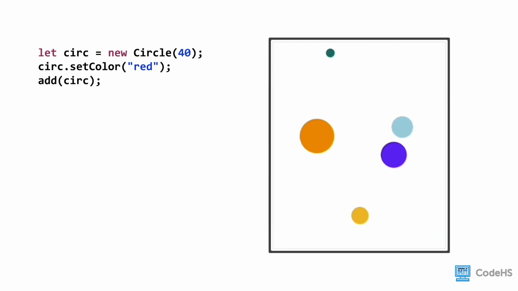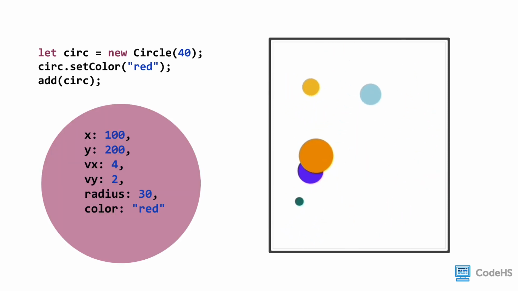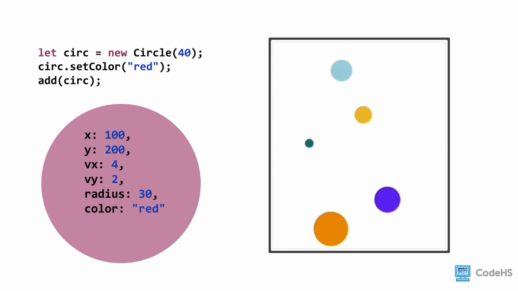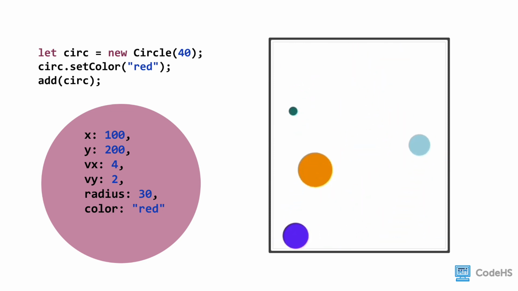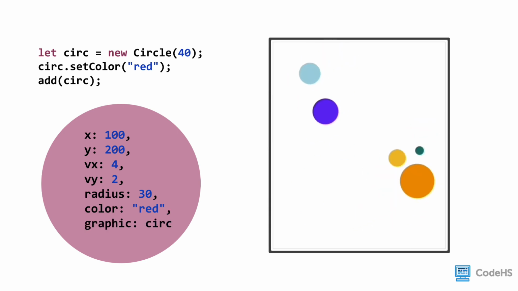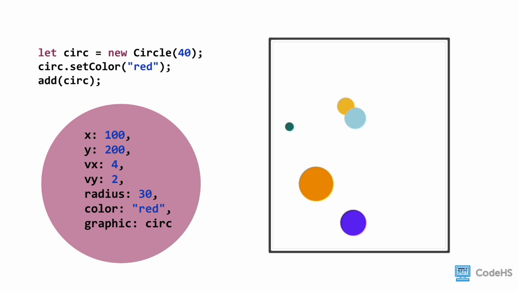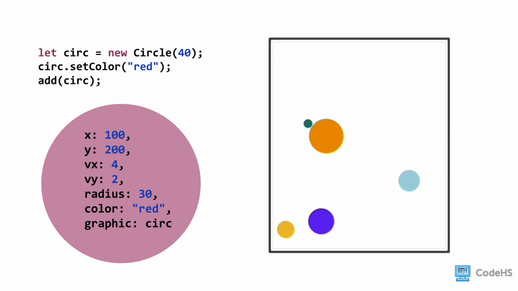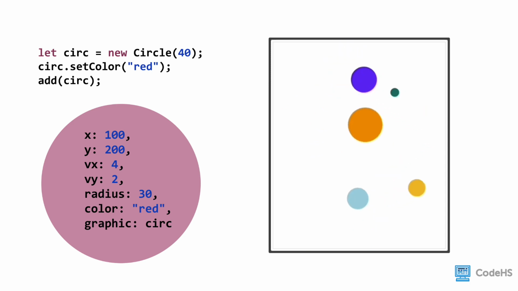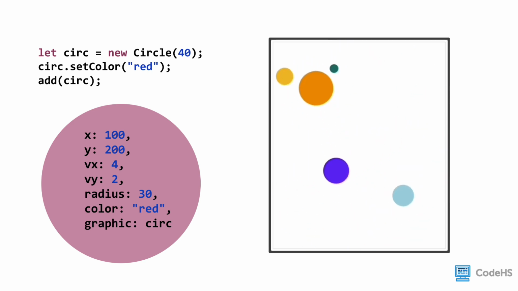Ideally, we want to somehow have this graphic as information included in our ball object, so that the object and the graphic are linked via a property. So how can we do that? Well, let's create a graphic property and store the value of the circle variable, that is, the circle on the canvas, as the property's value. This makes it super easy to access the graphic circle related to this ball object.